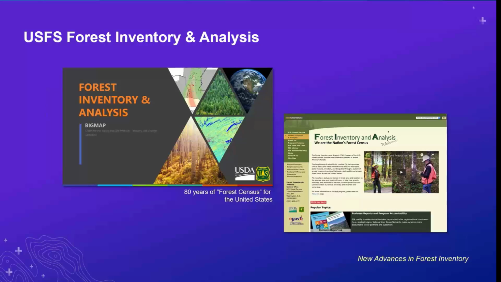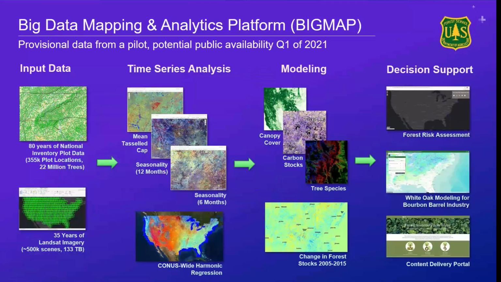We really want to help you broaden your horizons as you think about how you'll perform these analyses at scale to leverage the system that you have. The data that we're using today comes from the FIA Big Map platform. This is provisional data that came out of a pilot and will likely be available to the public in Q1 of 2021. There's a massive amount of data that the team at FIA has put together in the Big Map platform, and we're only going to be scratching the surface today of how you can really use that data.